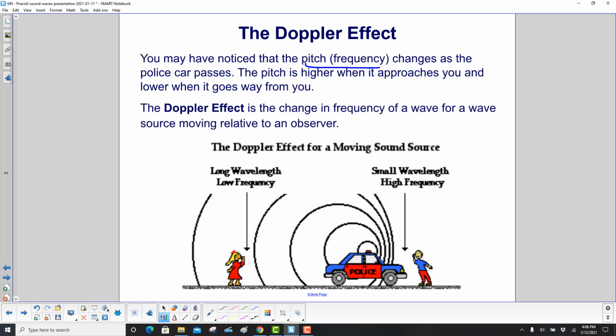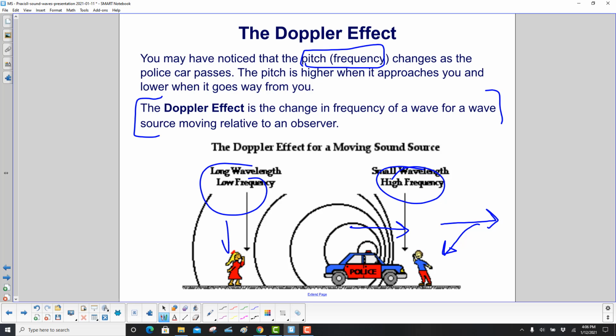The pitch, or frequency, changes as the police car passes. The pitch is higher when it approaches you and lower when it goes away from you. The Doppler effect is a change in frequency of a wave for a wave source moving relative to an observer. So here's your observer. So as the police car was approaching this person, high frequency. When it was moving away from the person, just like over here, it has a low frequency, a lower pitch.